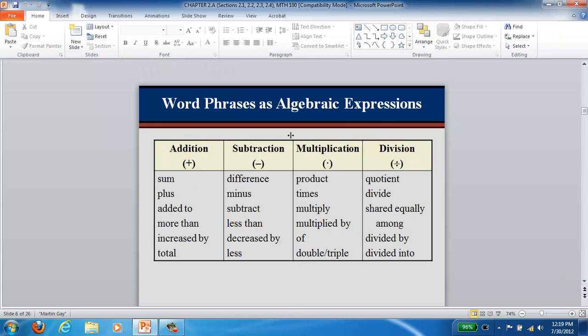These are different word phrases as algebraic expressions. Addition: words for sum, plus, added to, more than, increased by, or total. Subtraction can also be used for difference, minus, subtract, less than, decreased by or less. Multiplication: another word is product, times, multiply, multiplied by, of, double or triple. And division: words for division are quotient, divide, shared equally among, divided by, or divided into.